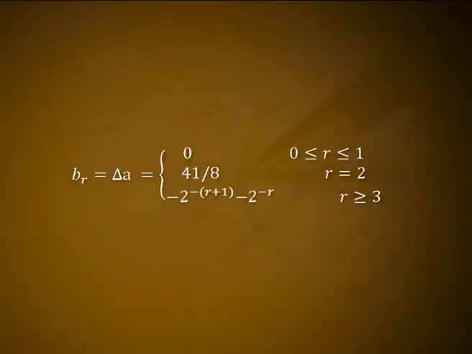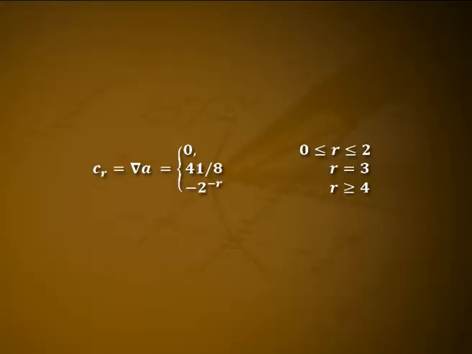Solution. Let b = Δa be the forward difference, then b_r = Δa_r is given by 0 for 0 ≤ r ≤ 1, 41/8 for r = 2, and -2^-(r+1) - 2^-r for r ≥ 3. Let c = ∇a be the backward difference of a, then c_r is equal to 0 for 0 ≤ r ≤ 2, 41/8 for r = 3, and -2^-r for r ≥ 4.